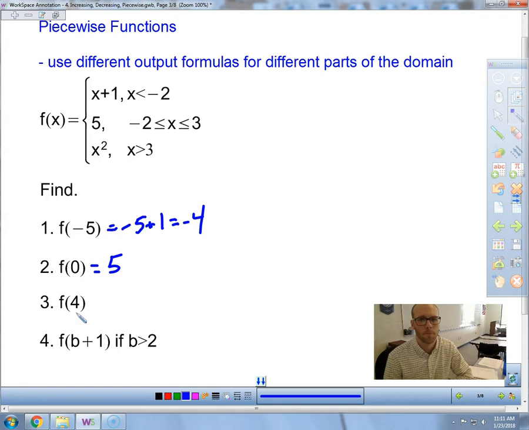F of 4. Okay, where does 4 fall? Falls into the bottom one. So we know f of 4 is going to be evaluated by taking 4 squared and getting 16.